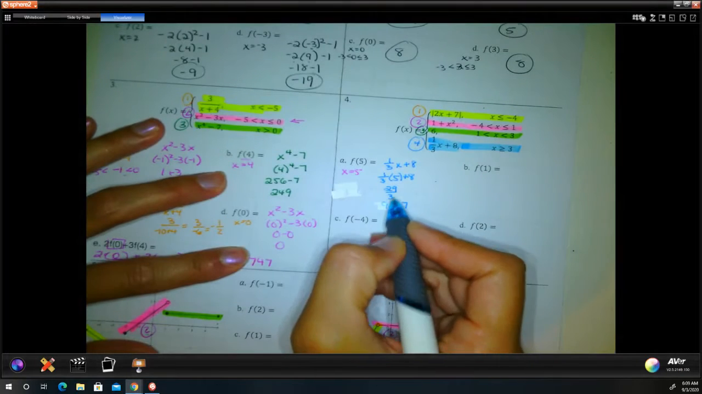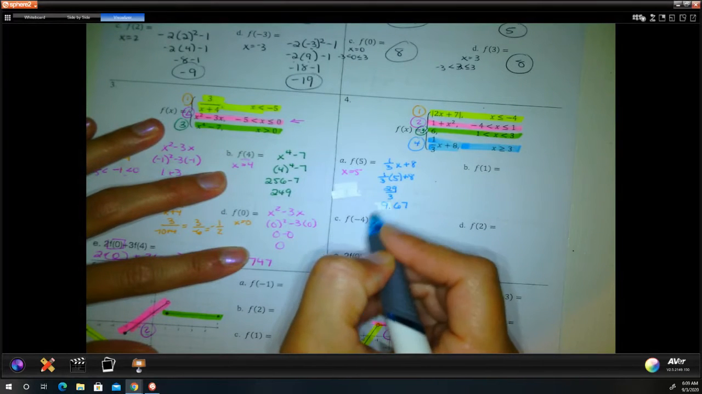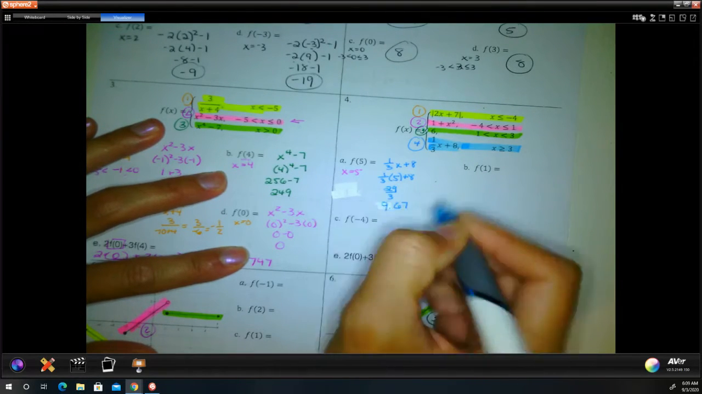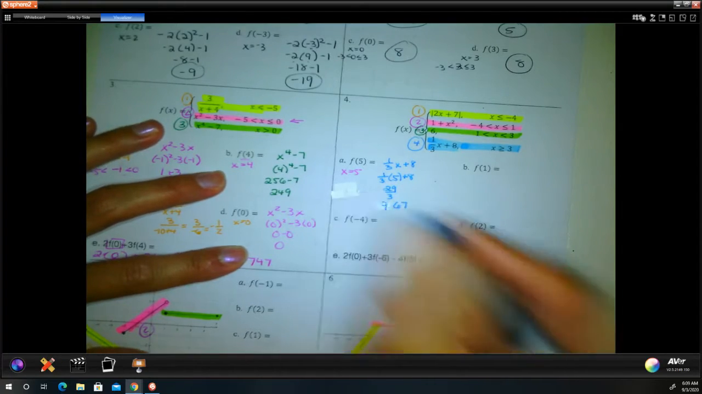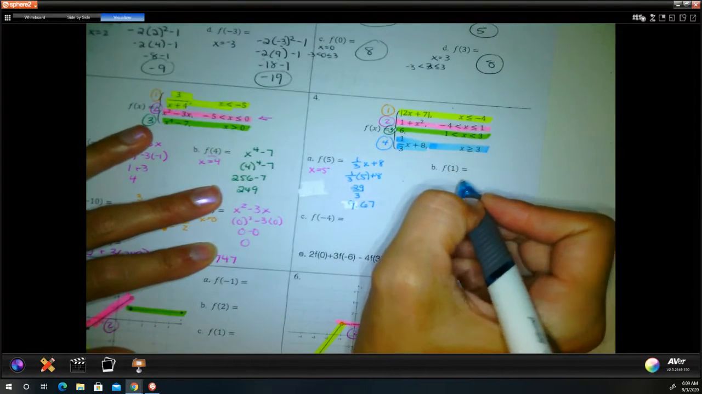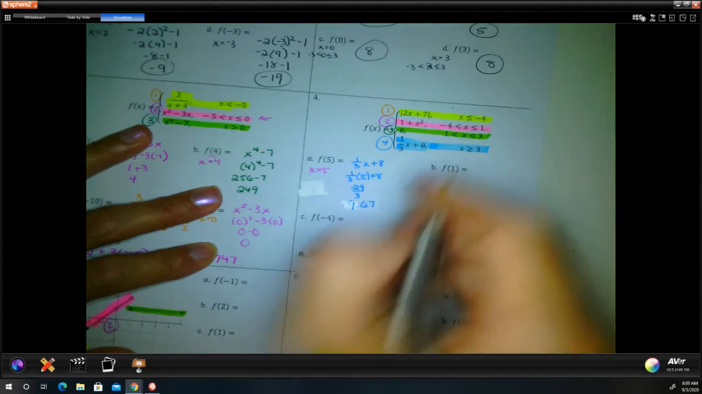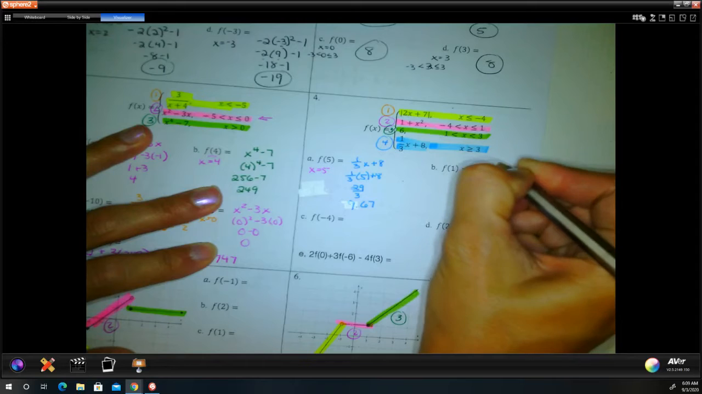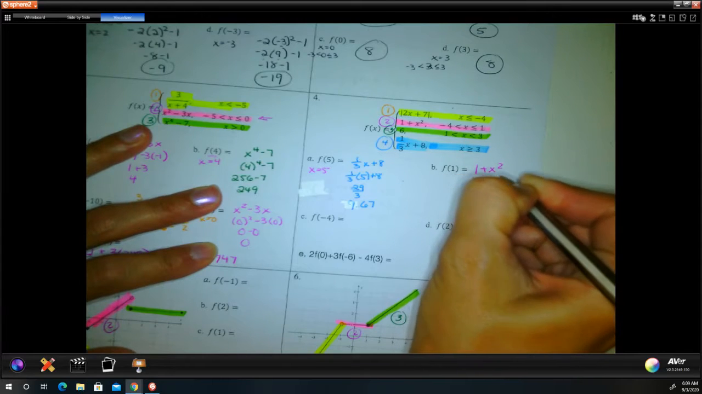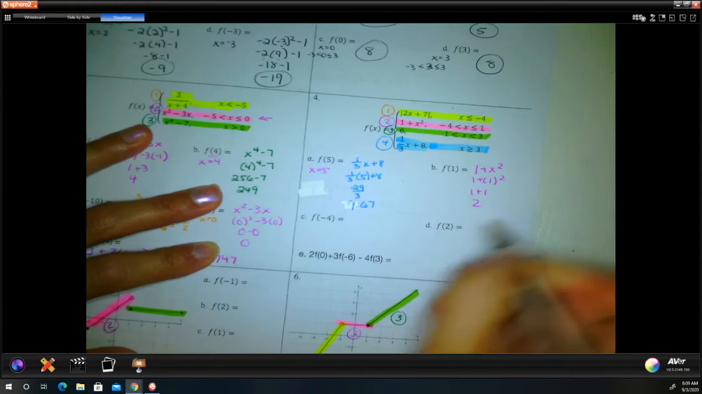Okay, so 29/3, I'd rather you leave it as that improper, but if you want to, you can put it in your calculator and you'd get 9.67. f of 1, so 1 is less than or equal to 1, so that's going to go into the second part. 1 plus x squared would be 1 plus 1 squared, so 1 plus 1 gives me 2.